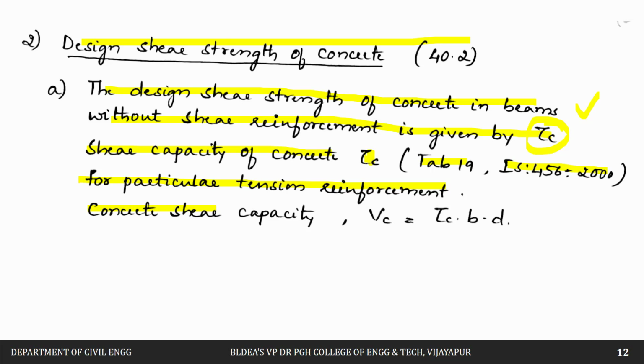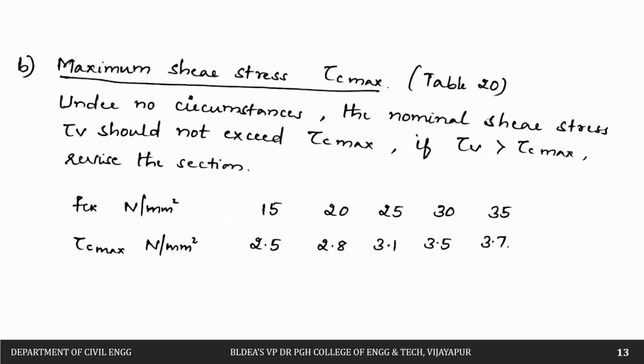Then next is the concrete shear capacity. It is given by Vc is equal to tau c into b into d. This is nothing but the concrete shear capacity. Then next we have another term, that is tau c max. This clause is very important. You have to remember this.